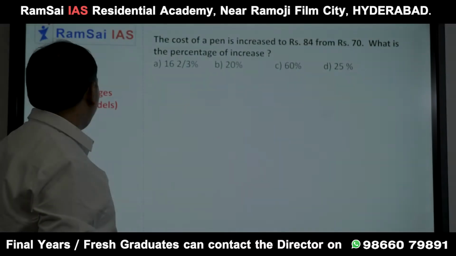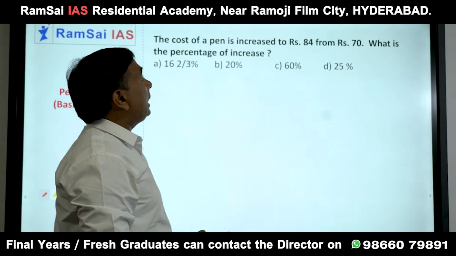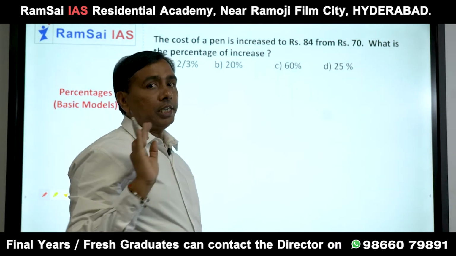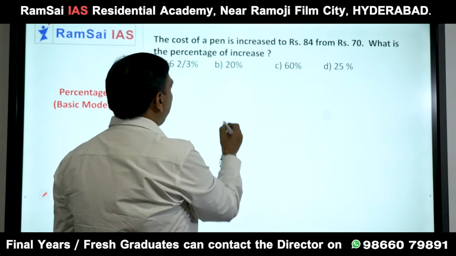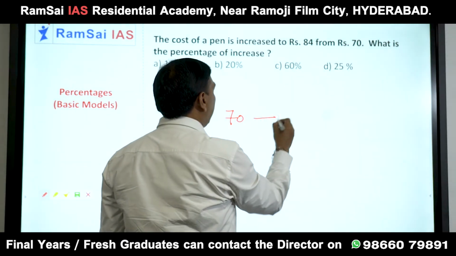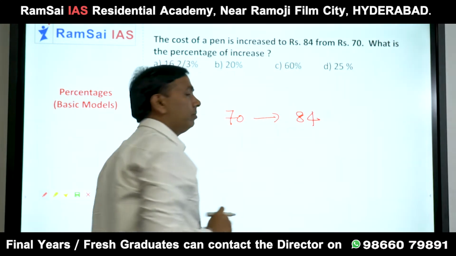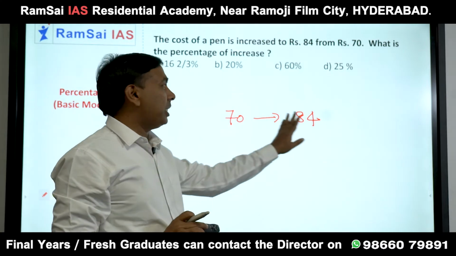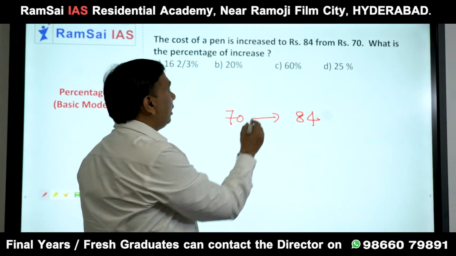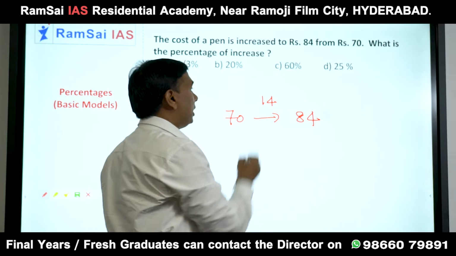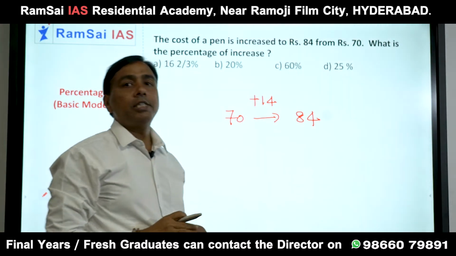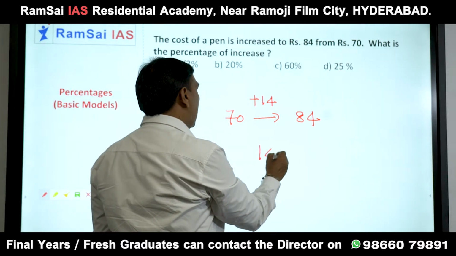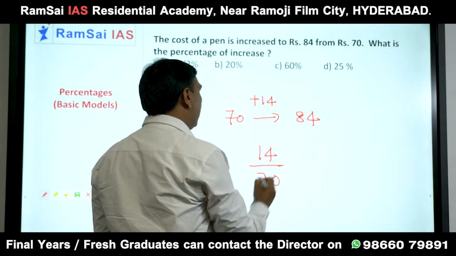Okay. The cost of a pen is increased to 84 rupees from 70 rupees. What is the percentage of increase he is asking? Initially it was 70, now it has gone to 84, he is saying, due to the price rise in diesel. That means there is an increase of 14 rupees in the cost of the pen. So 14 rupees out of 70.